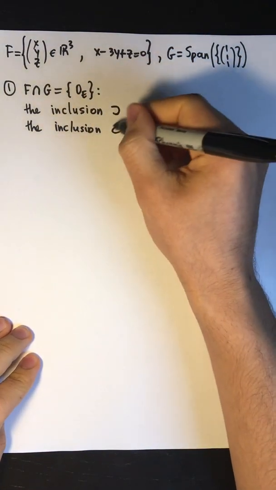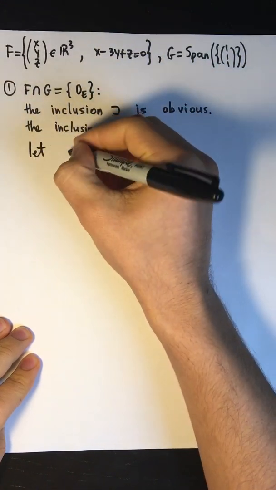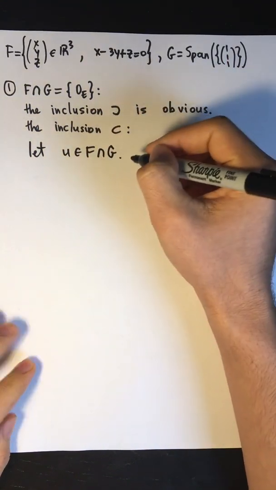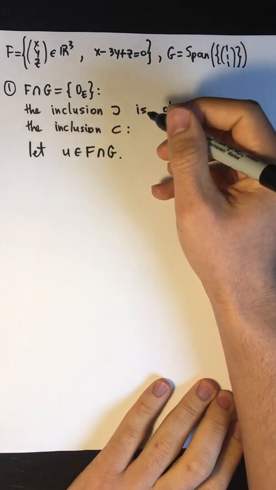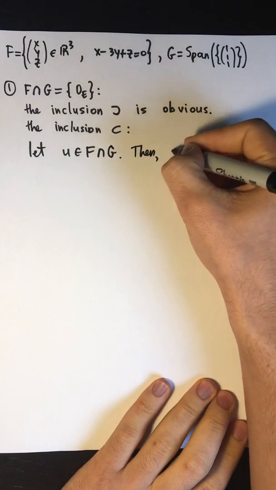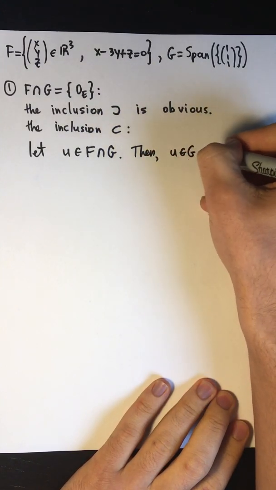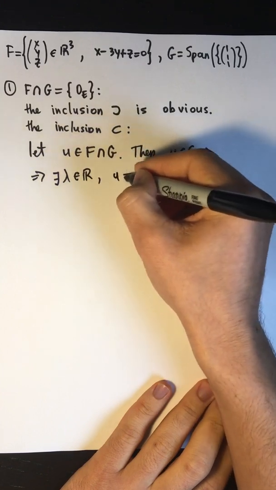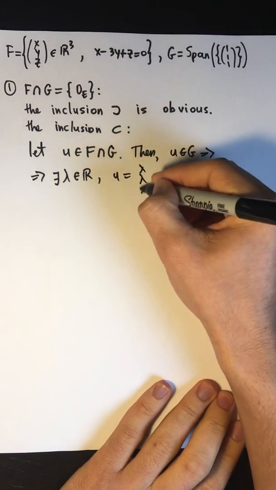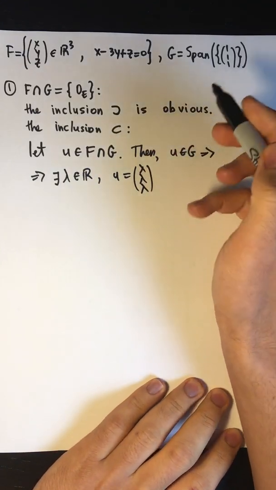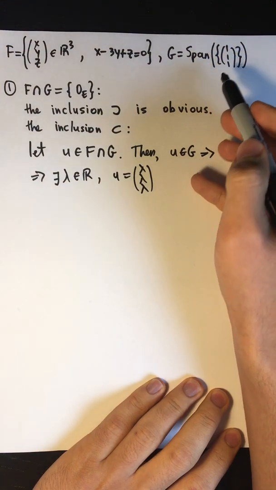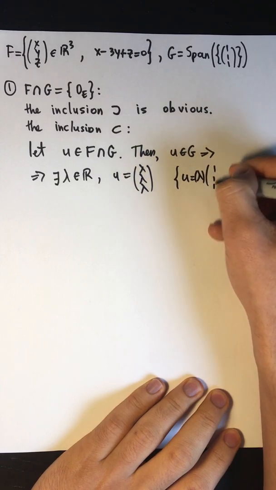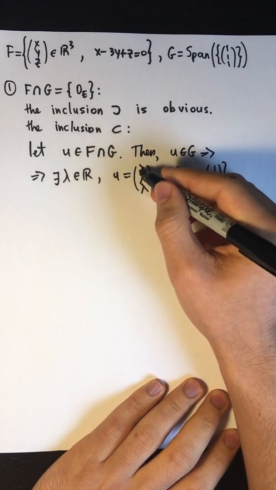Okay, so in order to prove this side, let's say U is in F and G. We're just defining it, initializing it. Then, because U is in G, from this we can deduce that there exists lambda where U is equal to (lambda, lambda, lambda). Why? Because G is span (1, 1, 1). That's why U is lambda times (1, 1, 1). So we say U is equal to (lambda, lambda, lambda).